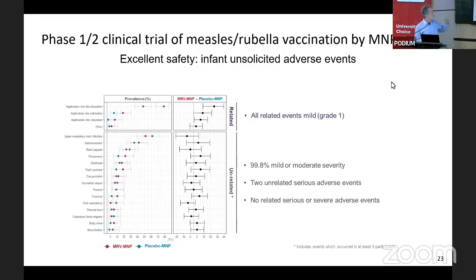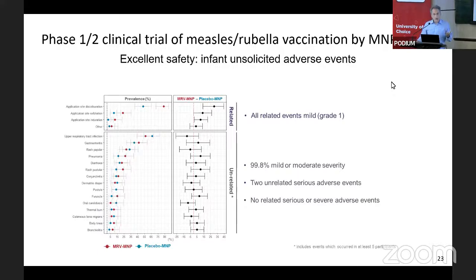When we look at the various other things, so upper respiratory tract infection, gastroenteritis, all these things, there was no significant difference. These are just, kids get sick sometimes. And so they sometimes did get sick, but it wasn't correlated with the vaccination by one route versus the other. So the safety profile, again, looked quite good.